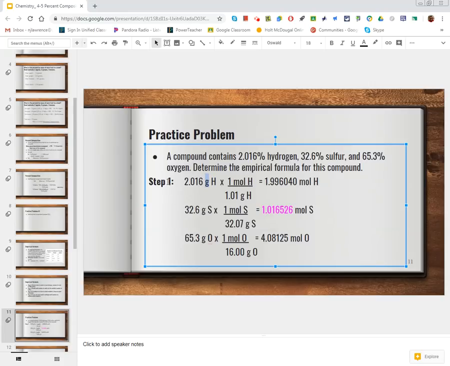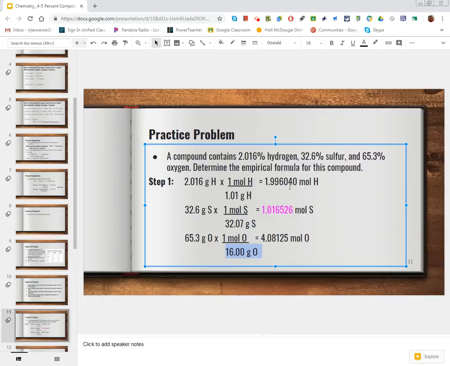So again, step 1A, you could call it, is take your percent and turn it into grams. Just automatically do this. And then step 1B, if you want to think of it that way, turn your grams into moles. Again, where did I get the molar mass from? This came from your periodic table. Same thing here, came from your periodic table. So once I convert from grams to moles, I get these numbers.